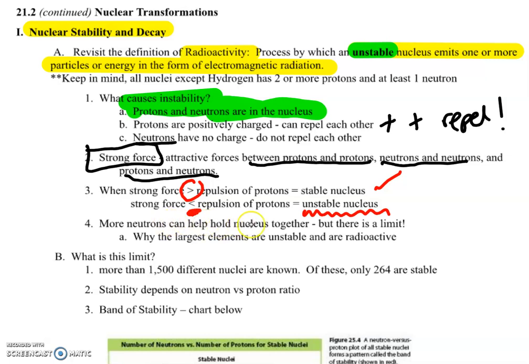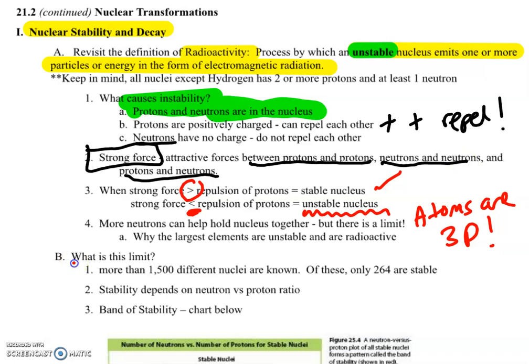More neutrons can help hold the nucleus together, but there is a limit. So why are the largest elements unstable and radioactive? It's because we've reached that limit. Remember that atoms are 3-dimensional. So we're trying to pack all those protons in together and they want to repel. And when you go into 3D space, you got to keep adding more and more neutrons to act as buffers.